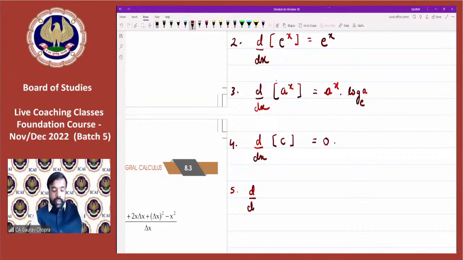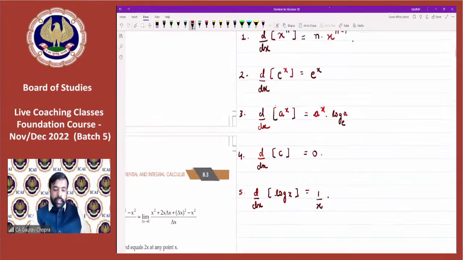Then the fifth one, d by dx of log x. The derivative of log x is always equal to 1 upon x. Okay, so these are the initial basic formulas.